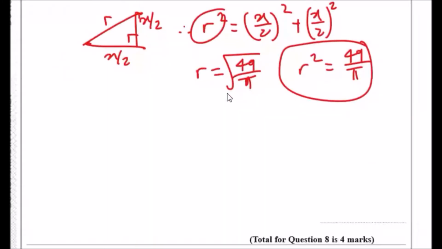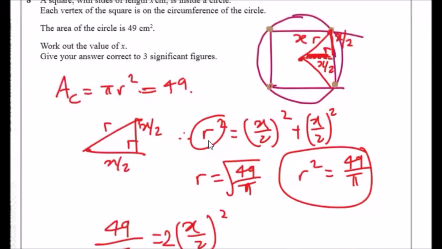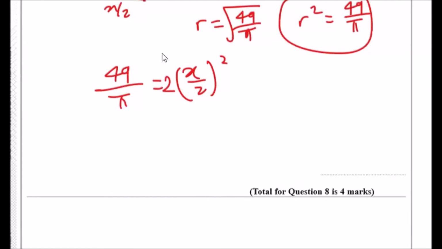So our equation now becomes, guys, just take your time with this: 49 over pi equals, and then copy the rest, x over 2 squared plus, oh yeah, because you've got two of them, it's just two lots of x over 2 squared. Okay, now what do we do? They want it to 3 significant figures, right? So let's just literally solve this for x.